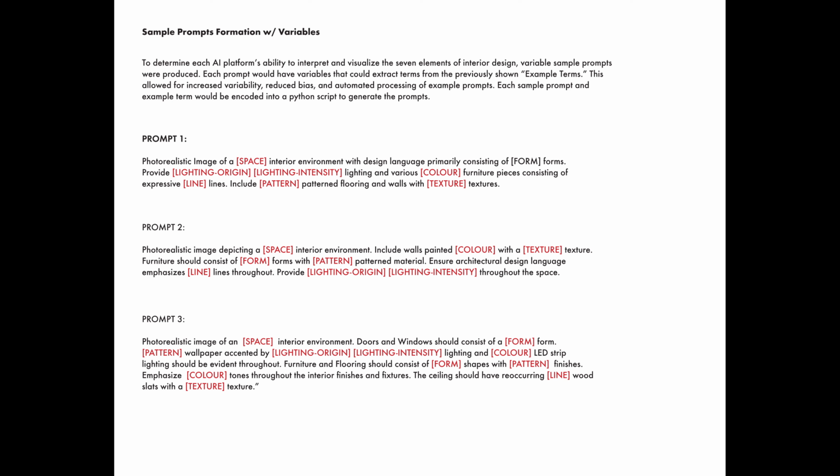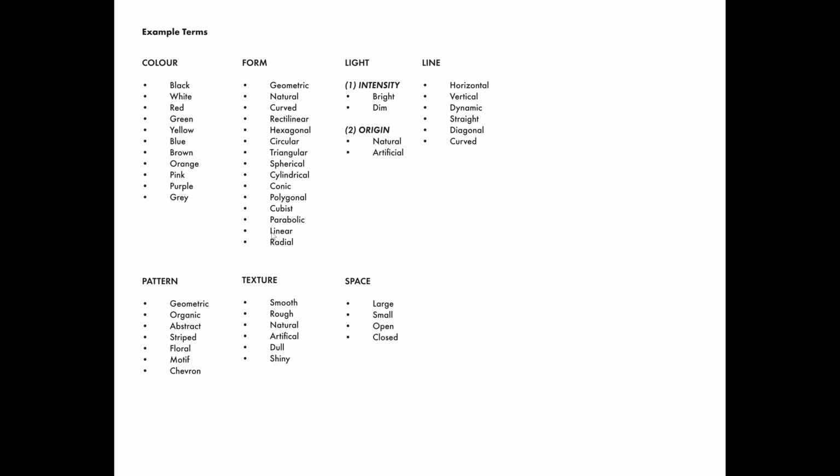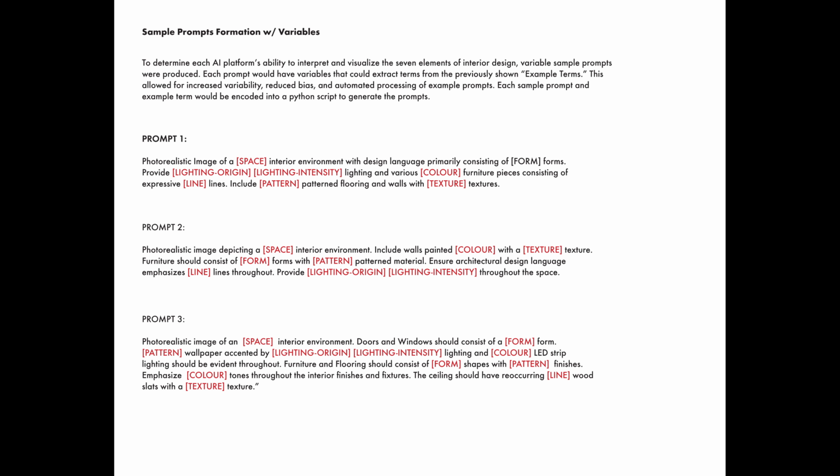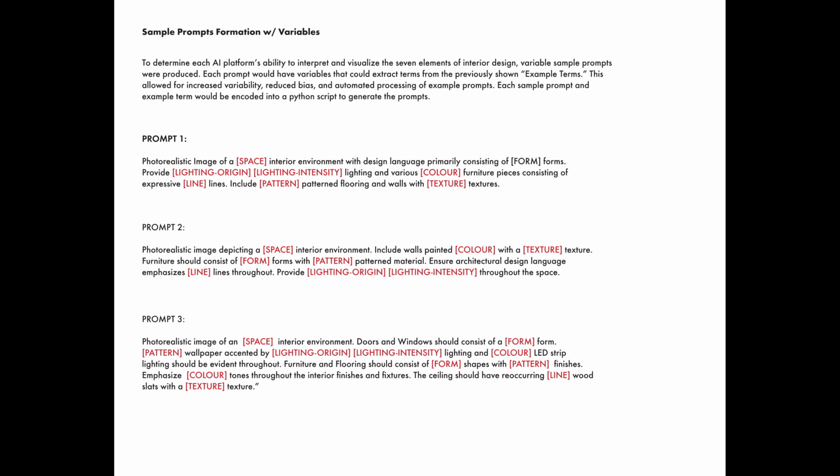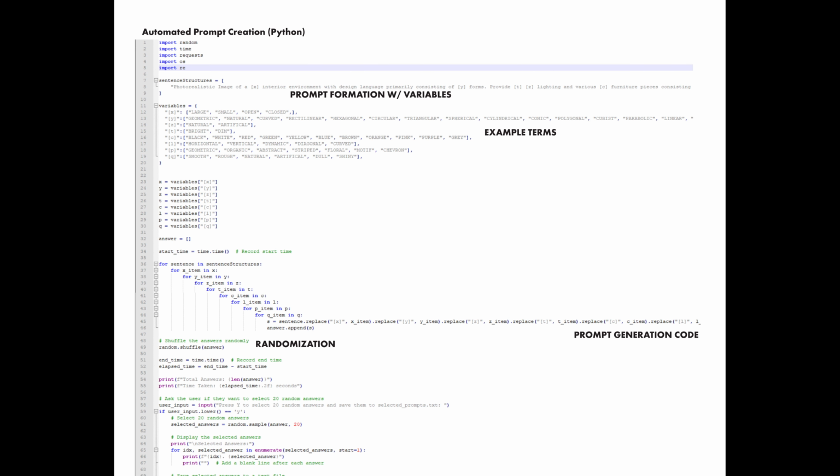And so what you see here is kind of like a bit of a Mad Lib. We have 3 separate prompts, and the text that is located in red would then pull from the word bank that you see here. So for example, a photorealistic image of a space, we would use a word from the space box here. And so we could say either large or small or open and closed. So a photorealistic image of a large interior environment. That's how this kind of variable prompt system that I've created works.